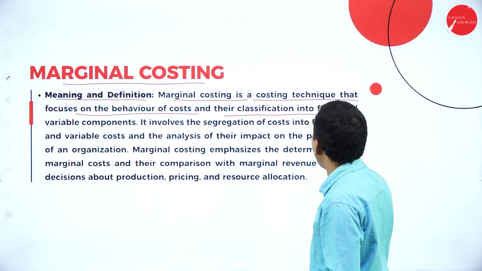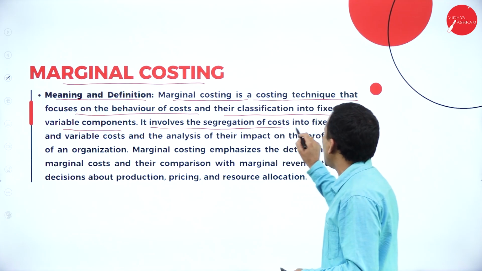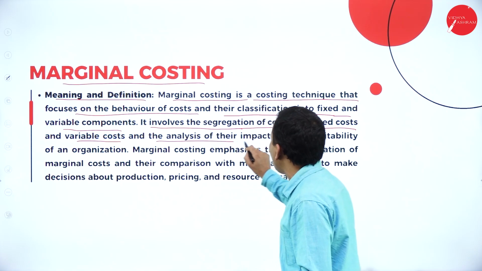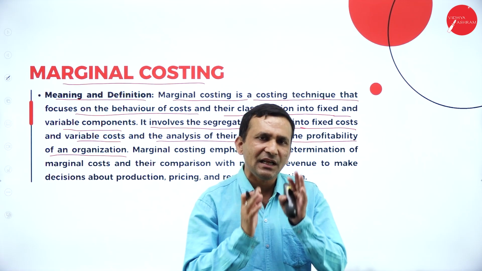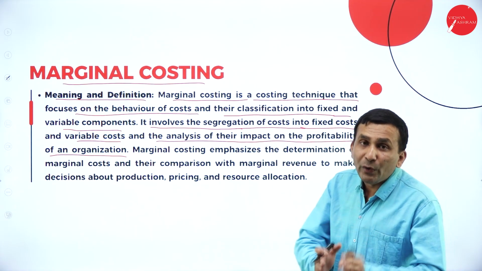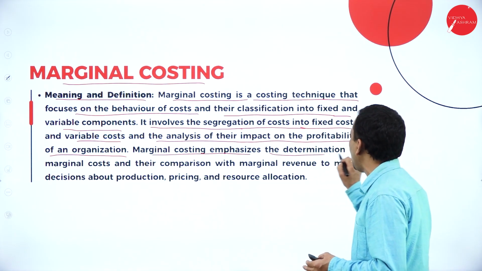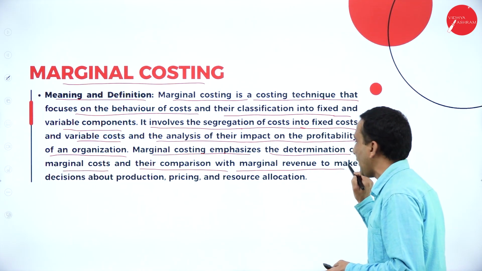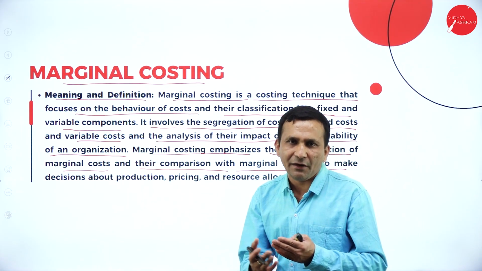And their classification into fixed and variable components. It involves the segregation of cost into fixed cost and variable cost, and the analysis of their impact on the profitability of an organization. As a management, they want to take a proper decision about the fixed cost as well as the variable cost to increase additional productivity. So marginal costing emphasizes the determination of the marginal cost and its comparison with the marginal revenue. If I try to produce one extra product, at the same time I am getting revenue generation.